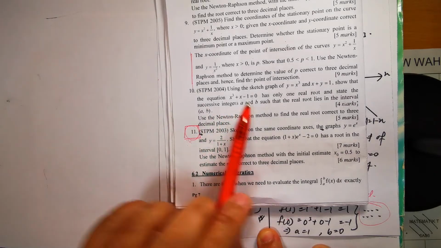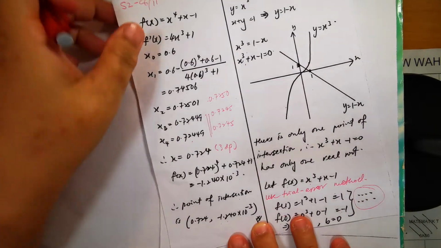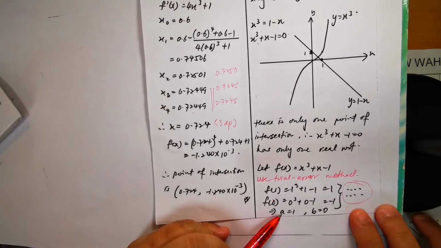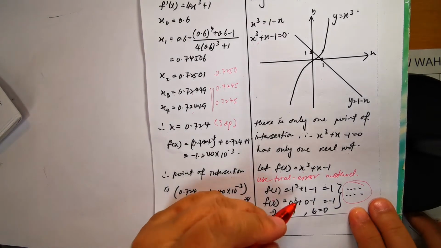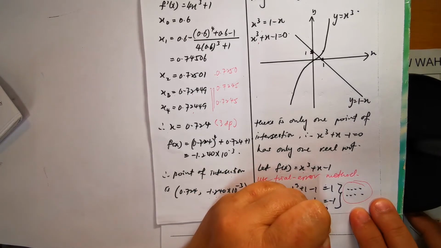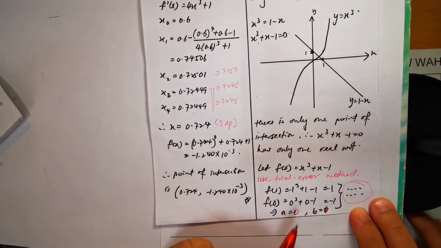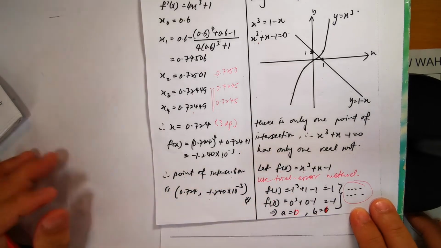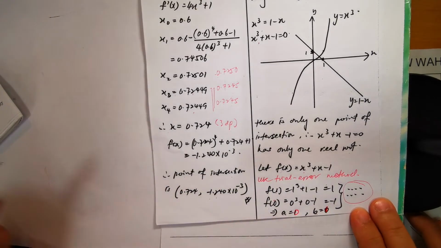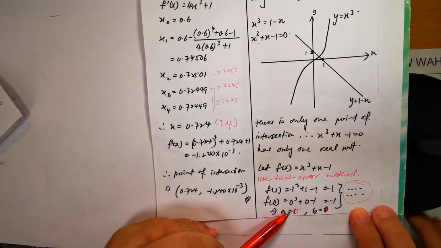Alright, remember the question wants you to find the successive integers a and b. Okay, so you must show this step. Therefore, a is 1, b is 0. Or a is, okay, it should be a is 0, b is 1. Okay, 0 to 1 so a is 0, b is 1. Doesn't matter, same two successive integers. So you must show this step.